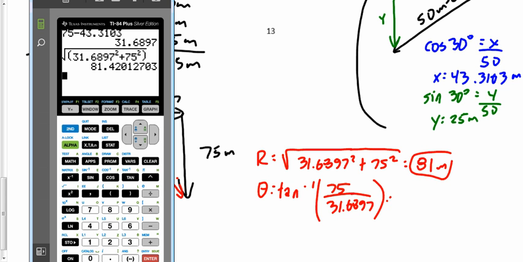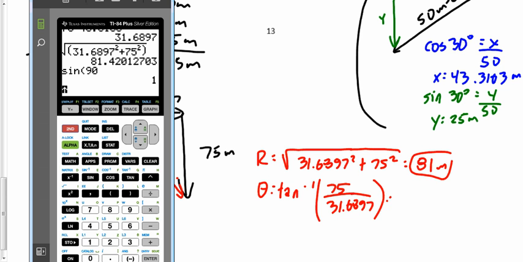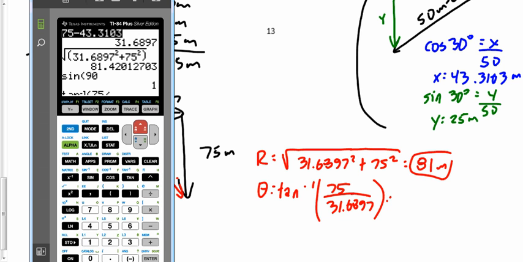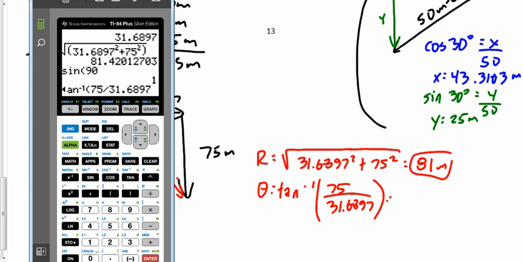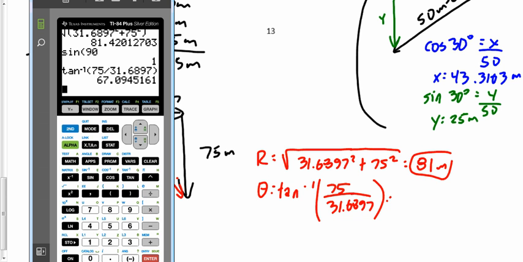Oh, you know what? I haven't done my little check sine 90 yet. Have I needed to do my check yet? Haven't dealt with any angles yet, right? Now I'm about to deal with the angle. For the first time I'm dealing with an angle today, I should check to make sure my calculator's in degree mode. Sure enough, it is. Okay, now I can do the inverse tan of 75 over 31. 67 degrees.